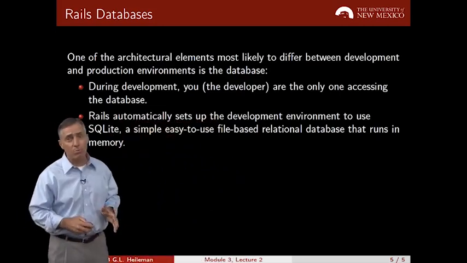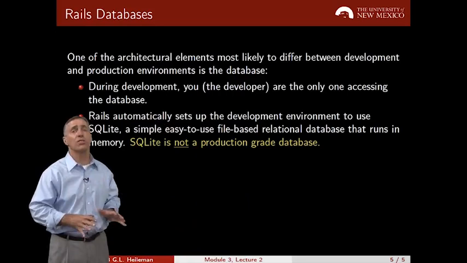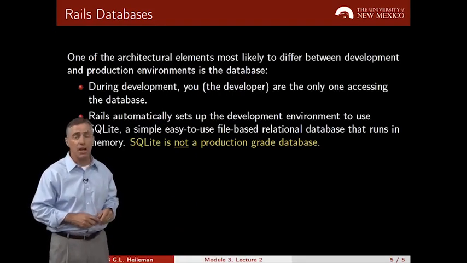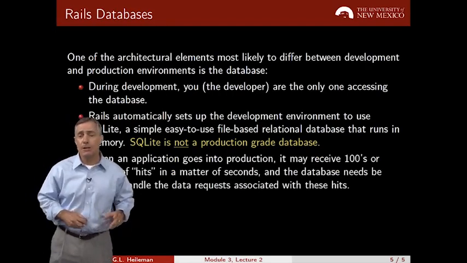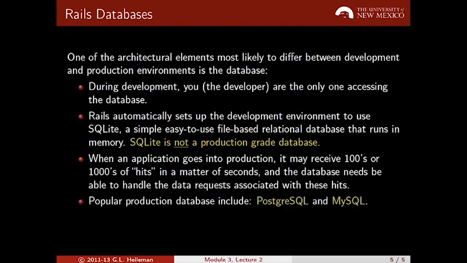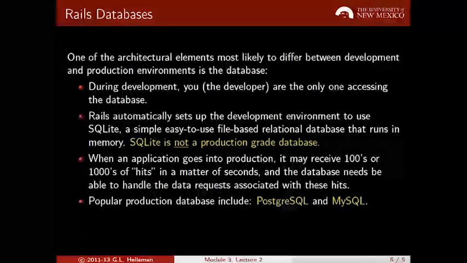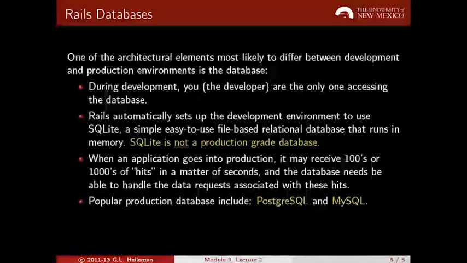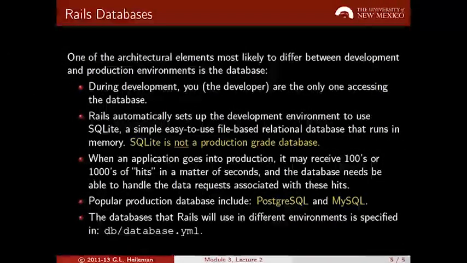When you go to production mode, though, you're going to need something that's different than SQLite, because SQLite is not a production database. When an application goes into production, it can receive hundreds or even thousands of hits in seconds, and the database has to be able to handle those data requests. Two of the most popular databases for production environments include Postgres and MySQL. Later on, I'll show you how to set up Postgres to work in your production environment.